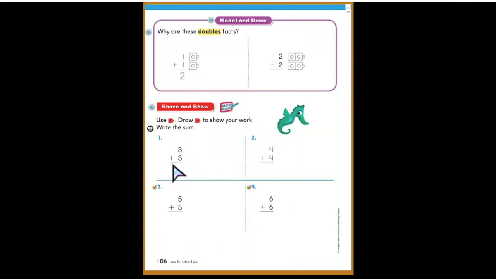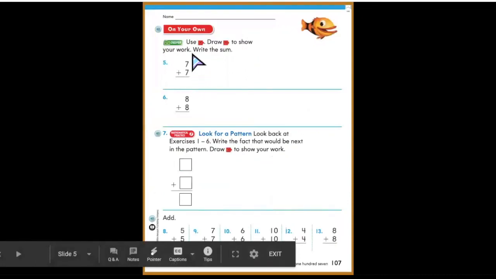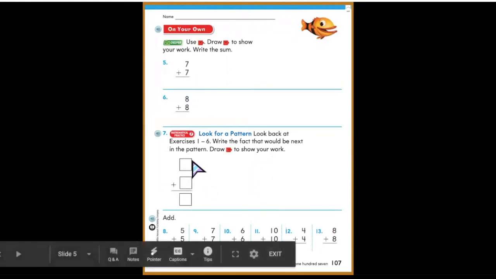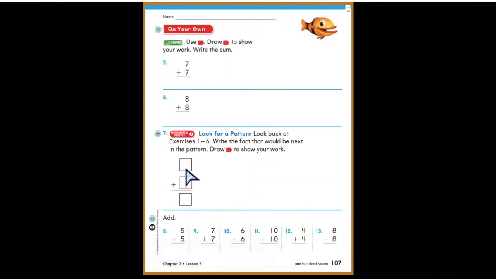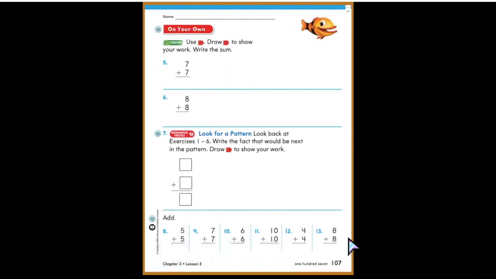Number 1 says 3 plus 3. Next, 4 plus 4. Then 5 plus 5. Then 6 plus 6. After that, 7 plus 7. Then 8 plus 8. What would be the next addition fact in that pattern? That is going to be your job for number 7. Number 8 says add. So for these, you don't need to use any cubes. You just need to write the sum for numbers 8 through 13.